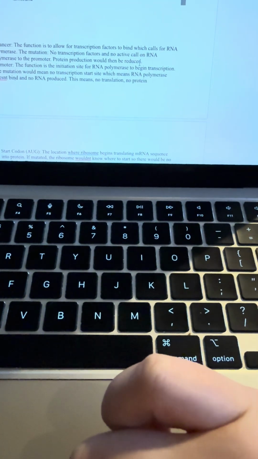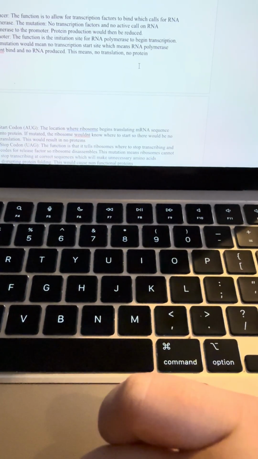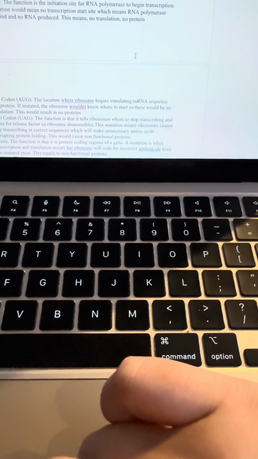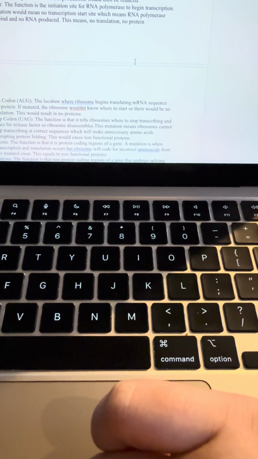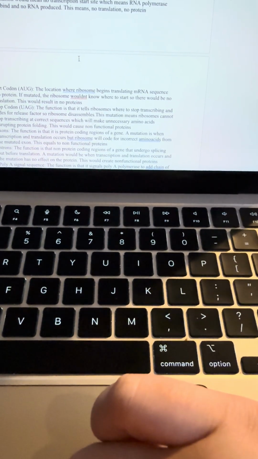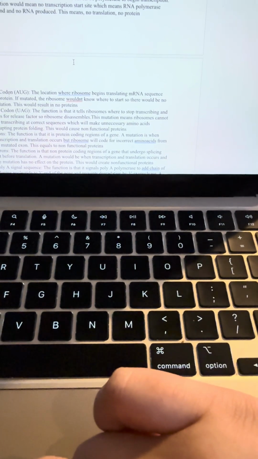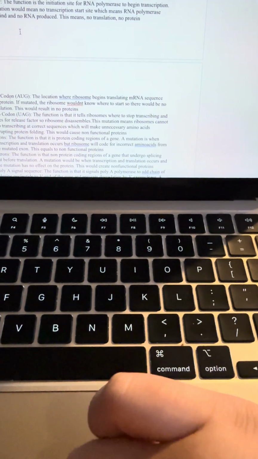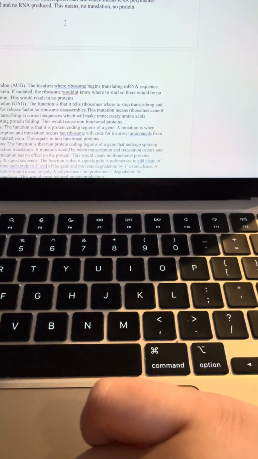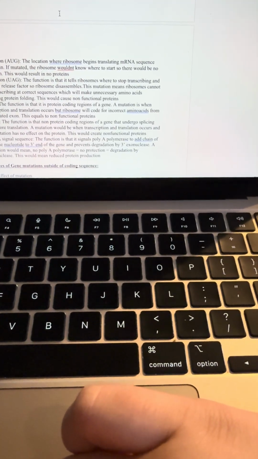Mutations. Enhancer. The function is to allow for transcription factors to bind, which calls for RNA polymerase. The mutation: no transcription factors and no active call on RNA polymerase to the promoter. Protein production would then be reduced. Promoter. The function is the initiation site for RNA polymerase to begin transcription. The mutation would mean no transcription start site, which means RNA polymerase doesn't bind and no RNA is produced. This means no translation, no protein.